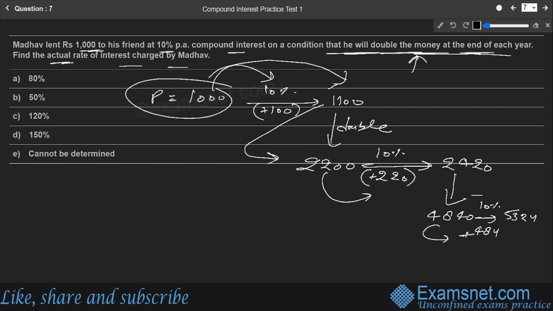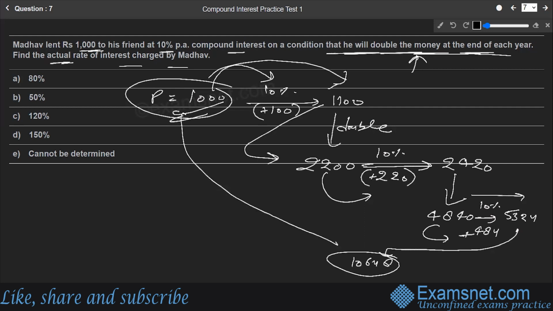Again, the year has ended, so he will double it. If he doubles it, it becomes 10,648. So we can say after 3 years, consistently adding the 10% and doing the doubling, the principal of 1,000 has reached 10,648. By this scheme, the principal invested, 1,000, has become 10,648. So we can take the principal as 1,000 and the amount as 10,648.